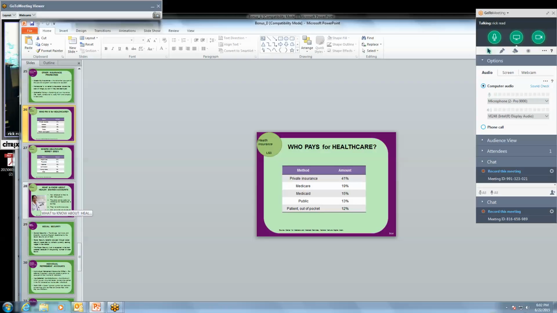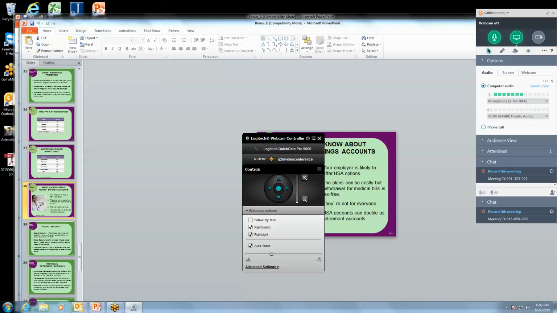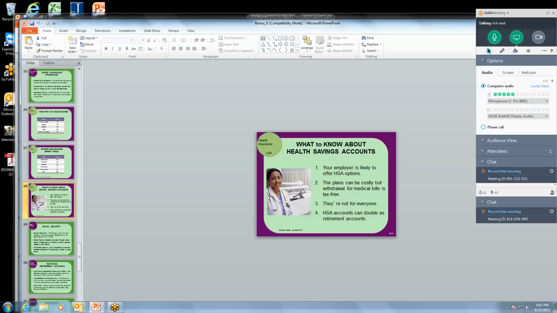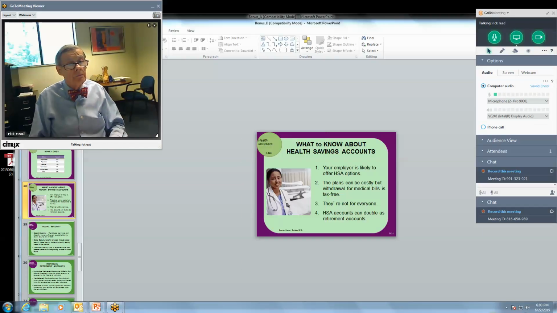This is what you need to know about health savings accounts. Talk to your employer. Notice that the plans can be costly, but withdrawal to pay medical bills is tax-free. They're not for everybody, and some of them can double as retirement accounts. Make sure you understand what you're signing up for before you sign up for it.